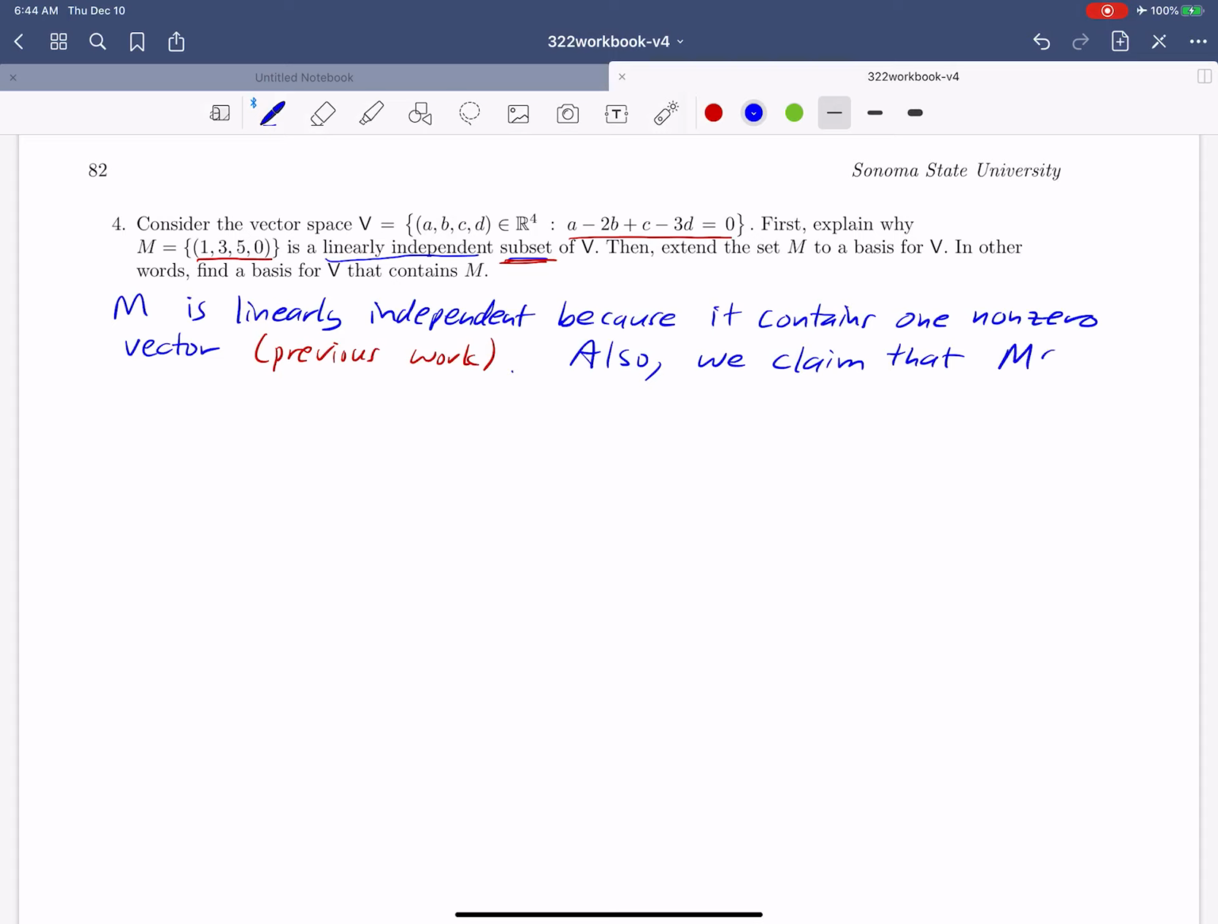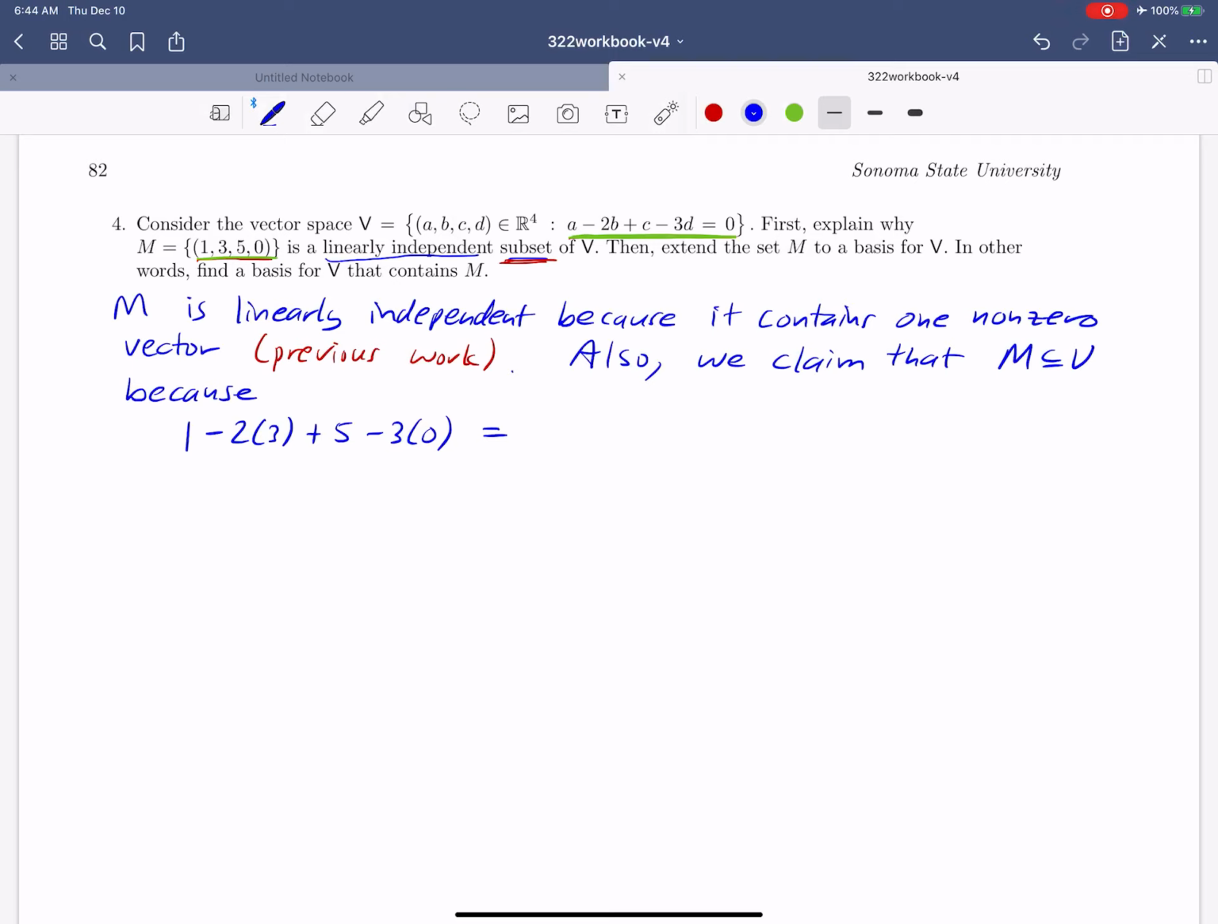that M is a subset of V because, what we're going to do is take the 1, 3, 5, and 0 as a, b, c, and d and just see what happens. So if we plug in, looking back up at this equation that I'm underlining in green up here, we'll take the a of 1, the b of 3, the c of 5, and the d of 0. Those are just the a, b, c, and d in the one vector that we have. And what we're hoping is that that equals 0.